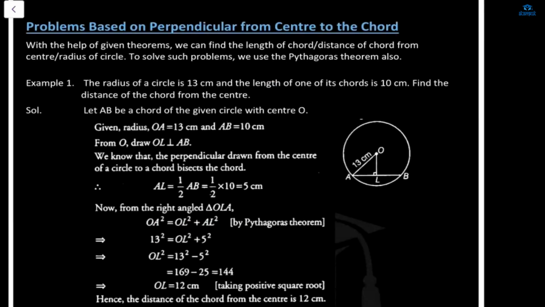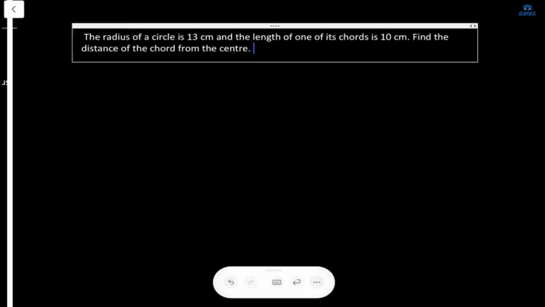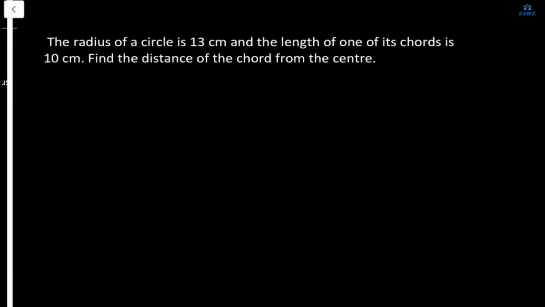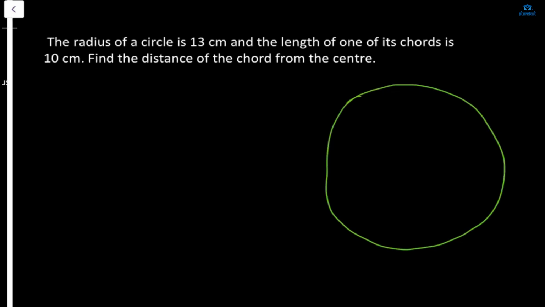So one of the problems here, let's copy. What is written here? The radius of a circle is 13 centimeter and the length of one of its chords is 10 centimeter. Find the distance of the chord from the center. Generally, to solve these types of problems, we are going to use the Pythagoras theorem. Let's see how. I'm drawing a big circle. The radius of the circle is 13 centimeter, and the chord AB is 10 centimeter. This is the center O.